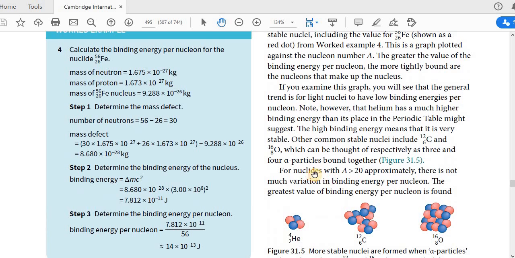Now here you can see what I said before is explained. For nuclides with A greater than 20, there is approximately not much variation in binding energy per nucleon with A.